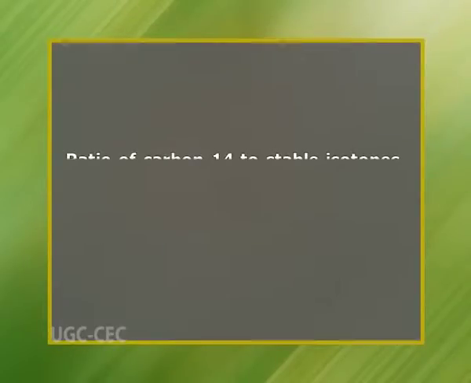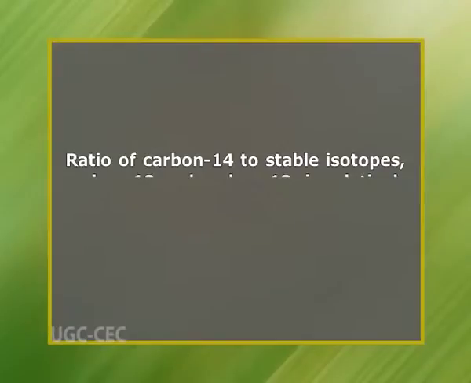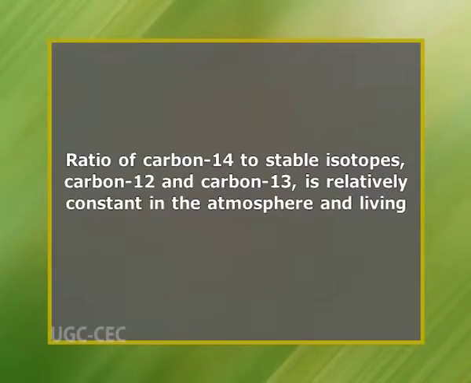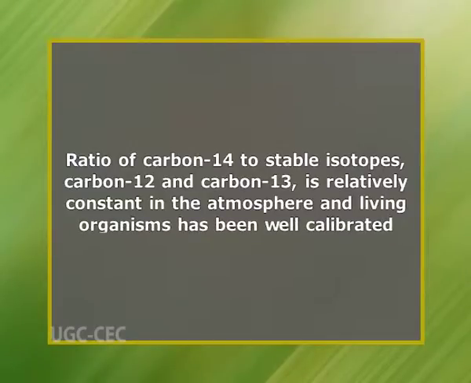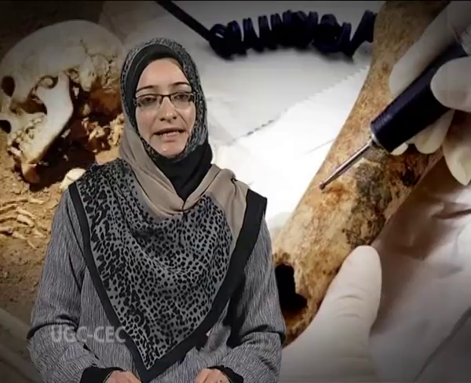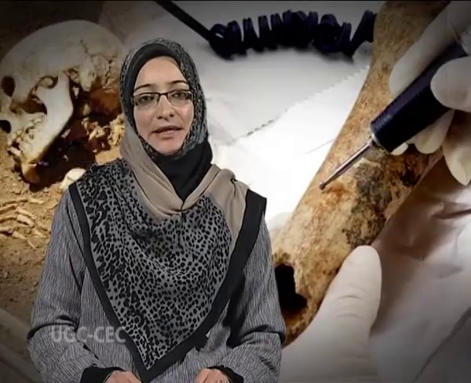To a rough approximation, the ratio of carbon-14 to the stable isotopes carbon-12 and carbon-13 is relatively constant in the atmosphere and living organisms and has been well calibrated. Once a living thing dies, it no longer takes in carbon from food or air, and the amount of carbon-14 starts to drop with time. How far the carbon-14 to carbon-12 ratio has dropped indicates how old the sample is.